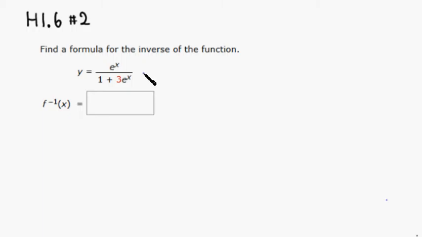In order to do that, I don't like this fraction, so I'm going to multiply both sides by 1 plus 3e to the x. So y times 1 is y, and plus 3e to the x times y is 3y e to the x, and that's equal to e to the x, because the denominator cancels out.